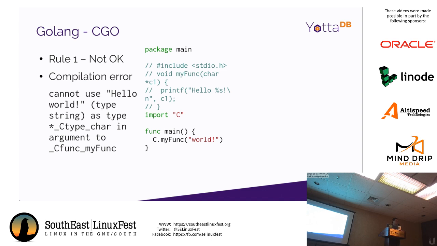Instead, we tend to use characters for strings. Unfortunately, Go's notion of a string is different than C's notion of a string. One reason why is it supports UTF-8, I believe, and in C that gets a little bit more fun. So if we try passing a Go string into a C function, we get a compilation error: cannot use "hello world" (type string) as type *C.char in argument to C.myFunc. All right.